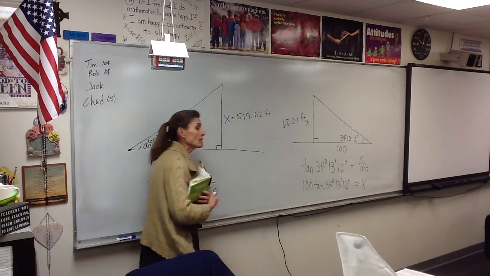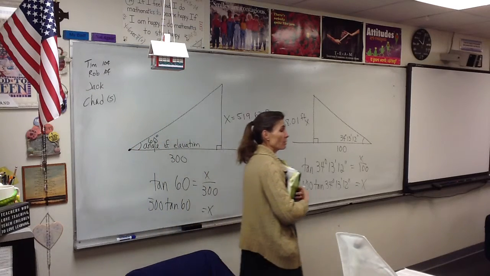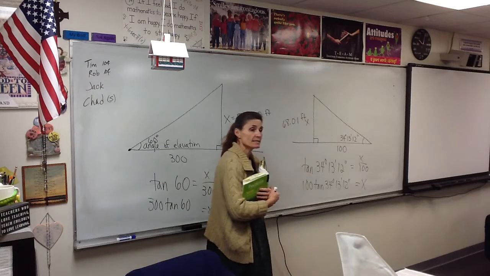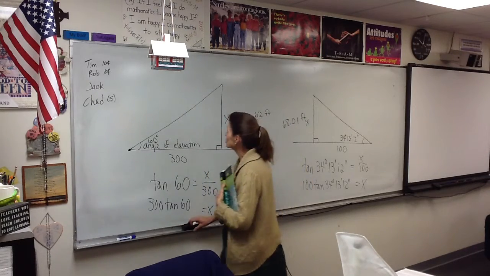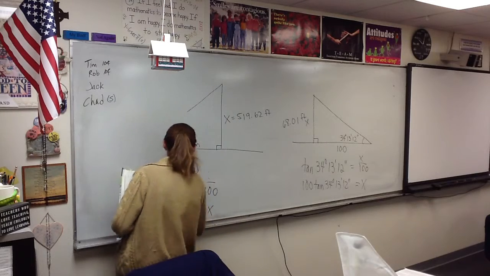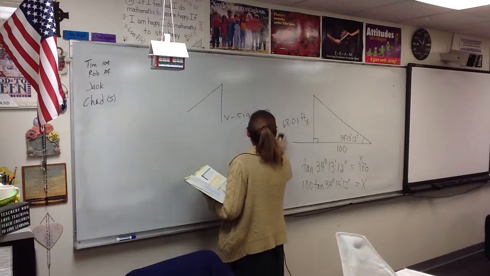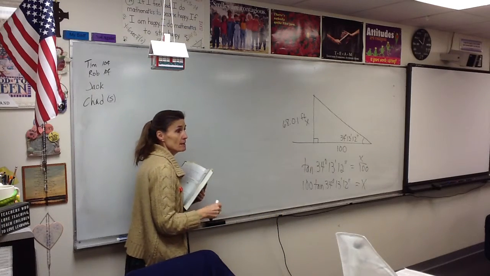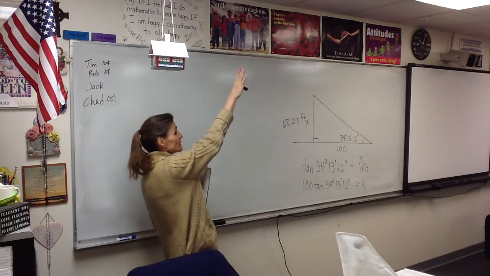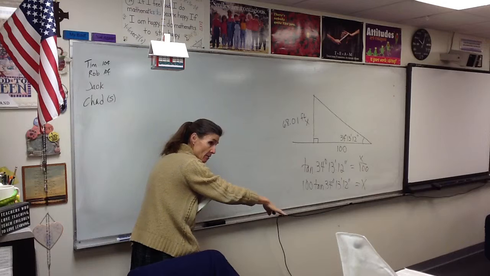Okay, now I want to look at question number 3. I am not going to do every one of your homework problems, but I want to do 3 because it involves a different vocabulary word. I don't think it's new to you. Read question number 3. The angle of depression. Now, angle of elevation means looking up. Angle of depression means looking down.